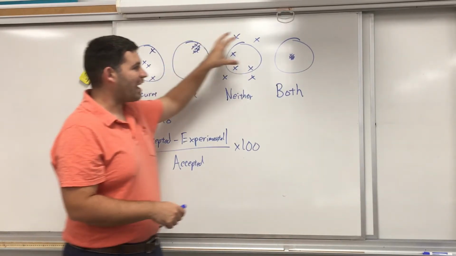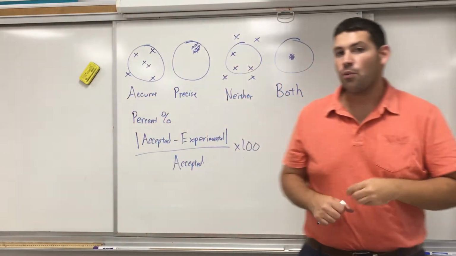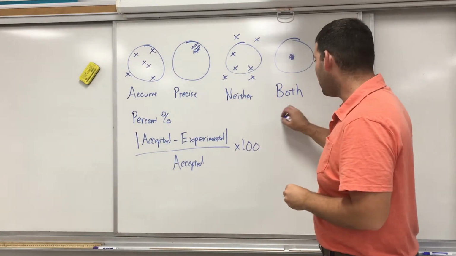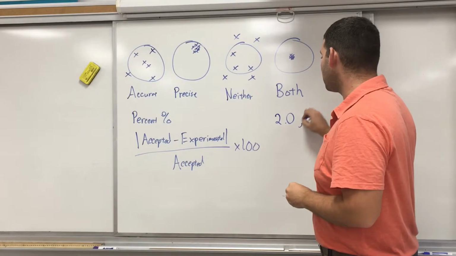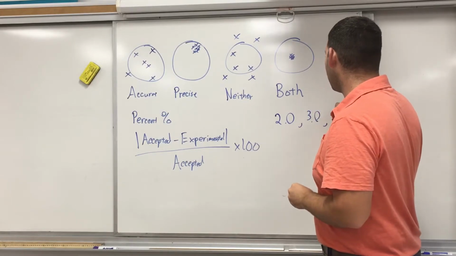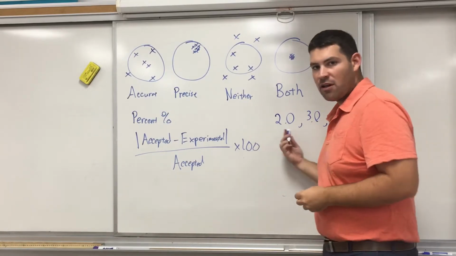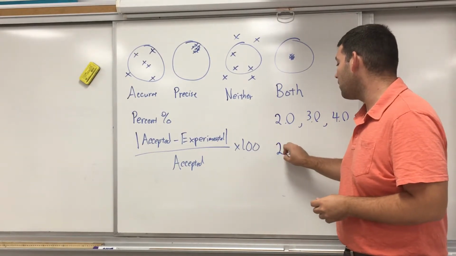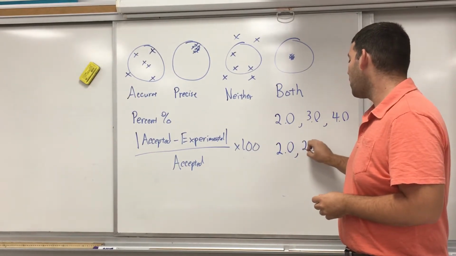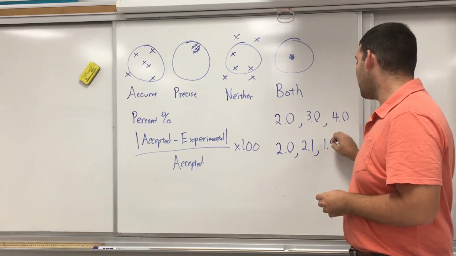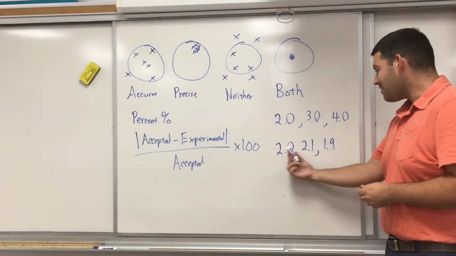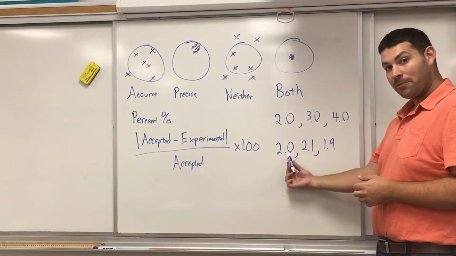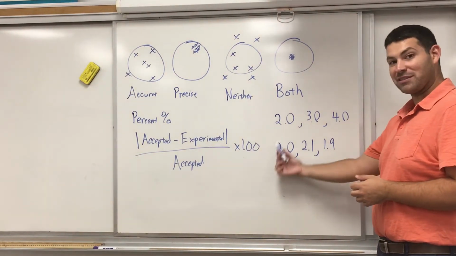Now the precision, how close measurements are, we want to see groupings of measurements that are really close. So if we had 2 sets of measurements, 2.0, 3.0, and 4.0, they're kind of close. But what if we had a second set of measurements and they were 2.0, 2.1, and 1.9? They are closer together. The measurements agree with each other more, so we're gonna call this more precise.